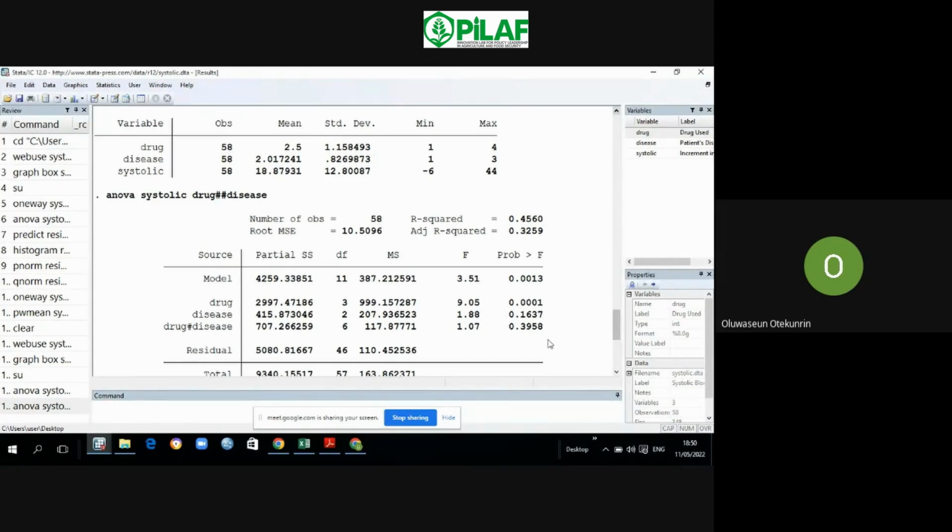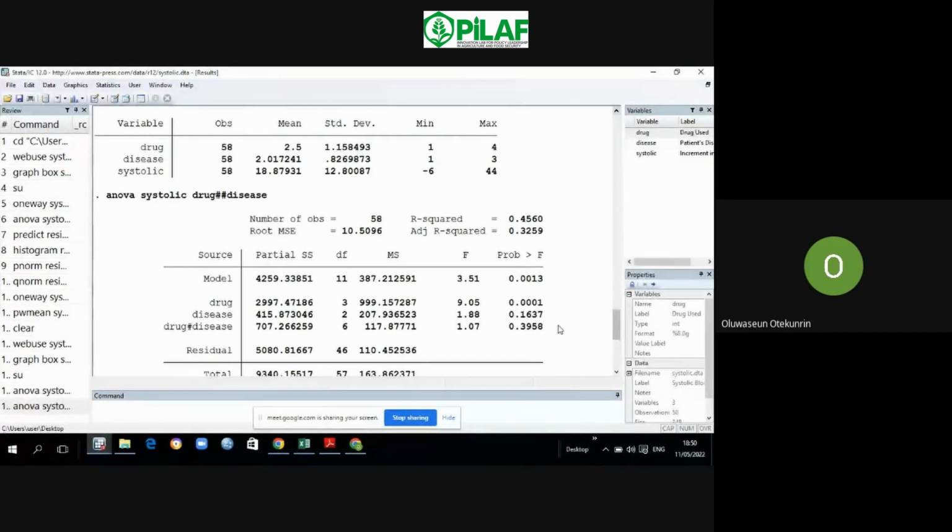And look at the model. The model is significant. That means that all the necessary explanatory variables are being included. So you can see that the assumption concerning the expectation for the means has been satisfied. Drug is also significant, 0.0001, but disease is not significant at the 5% level. The interaction between drug and disease is also not significant.